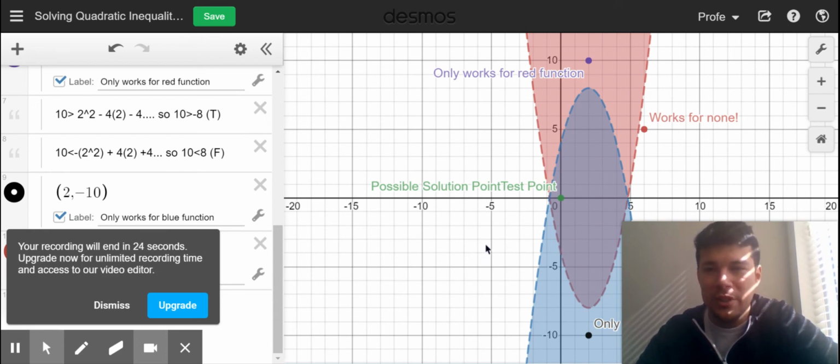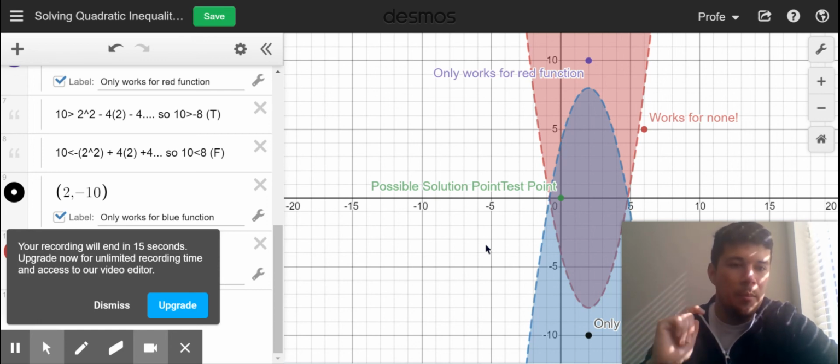Got about 20 seconds worth of recording time here. So to summarize, the answer is the graph from Desmos. Copy it down, plot one point that is in the double shaded region. Make sure you double shade that, but pick one point, show the work, show that it actually works for both inequalities, and you're done.